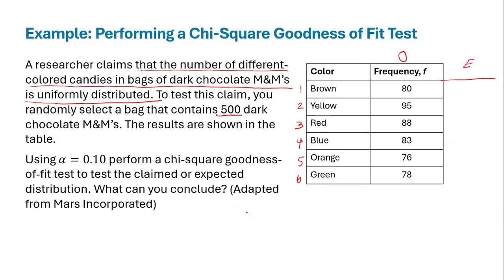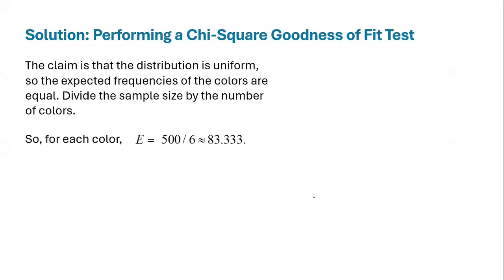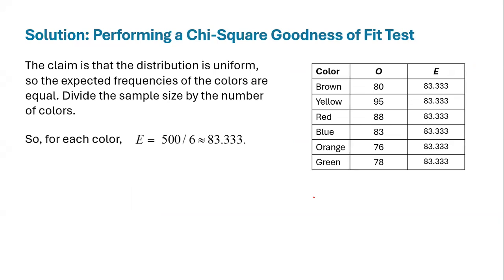By dividing n by k. N is the sample size. K means number of categories. And if you divide 500 by 6, you get 83.33. And that's the expected number, which is for all categories. That's the expected frequency for all categories. Now I'm ready to start a hypothesis test because I have both the observed and expected frequency.